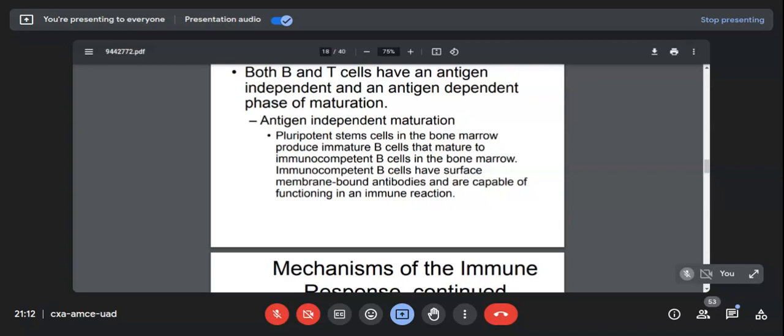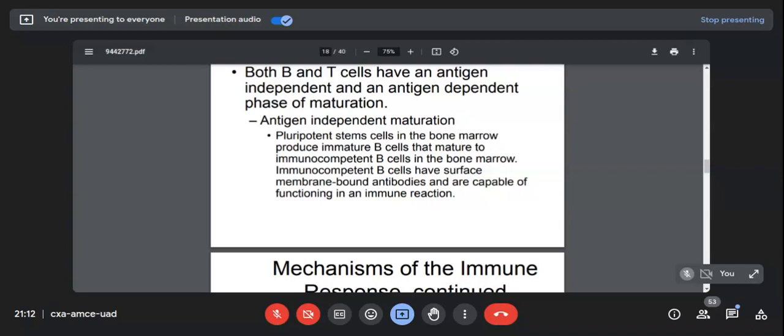It is being born from the bone marrow. After being born from the bone marrow, it also matures from the bone marrow. Then it moves into the bloodstream. So from the bloodstream, it gets to be activated when it recognizes an antigen. That's the life cycle of a B cell.